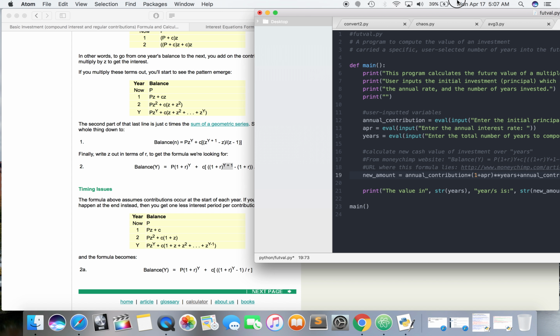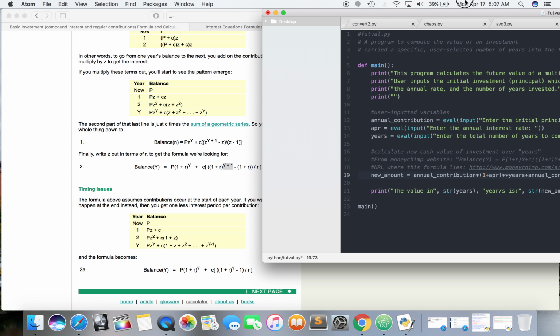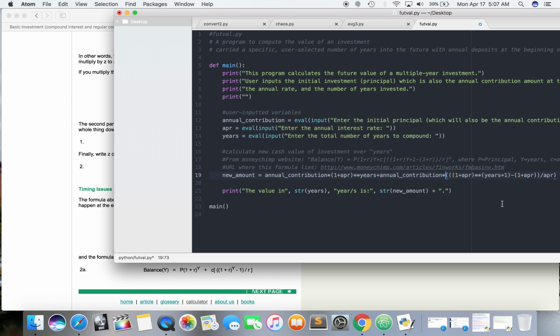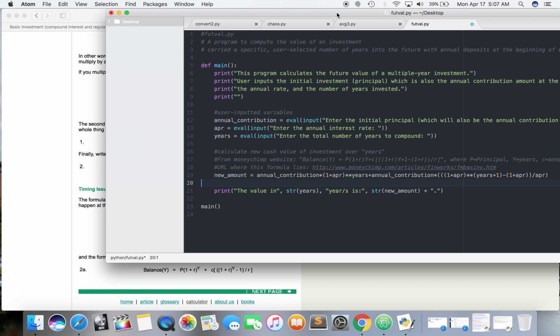So here, PEMDAS will keep this separate until all of this is done, which is exactly what we want. So then that's going to be to the years plus 1 power. Okay, so let's try it again.